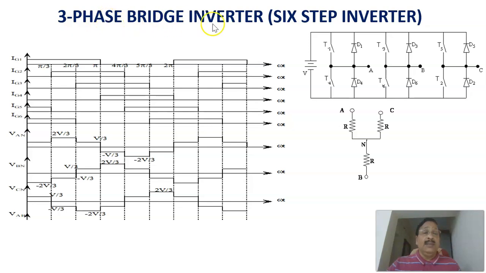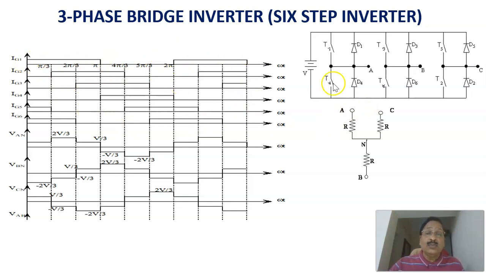Now, continuing with the 3-phase bridge inverter, as I already explained in the previous slide, this is the same 3-phase inverter. Each switch, T1, T2, T3, T4, T5, T6, is conducting for 180 degrees. For example, T1 is conducting for 180 degrees, again T2 is conducting for 180 degrees, and T3 as well. Like that, each device is made to conduct for 180 degrees. The firing sequence is T1, after 60 degrees T2, again after 60 degrees T3, then T4, T5, T6, and again T1. That is the firing sequence.